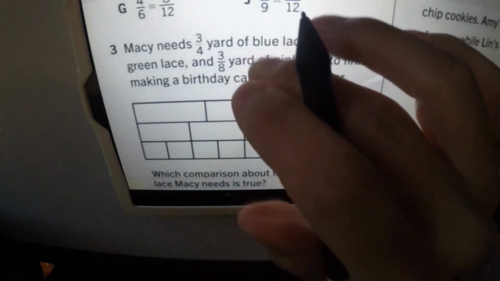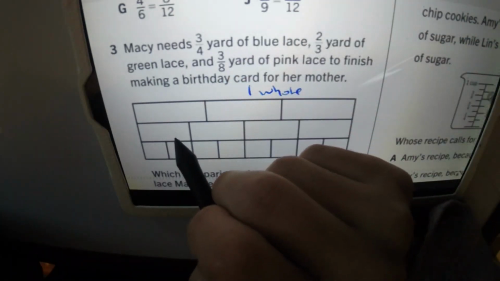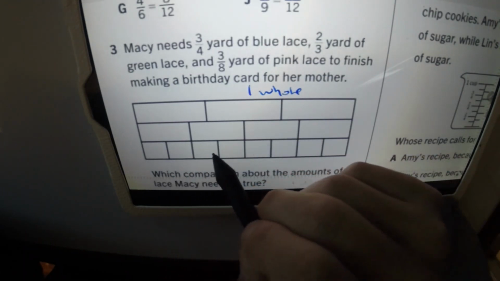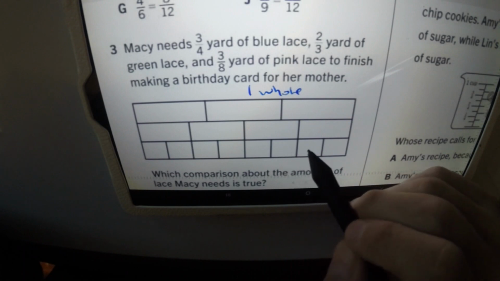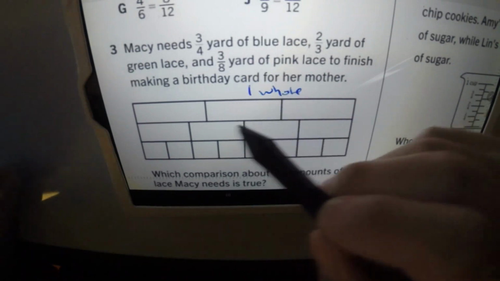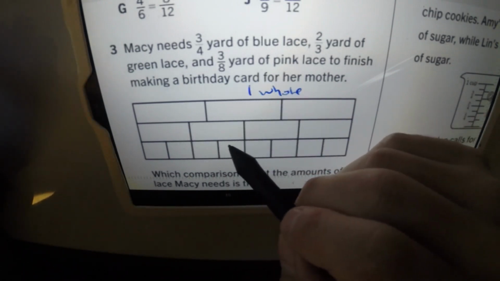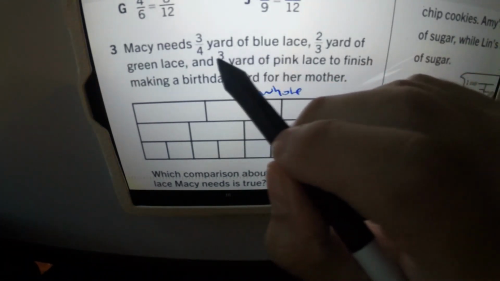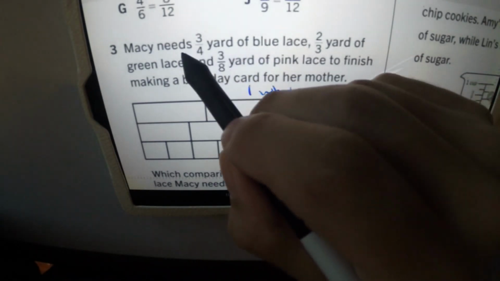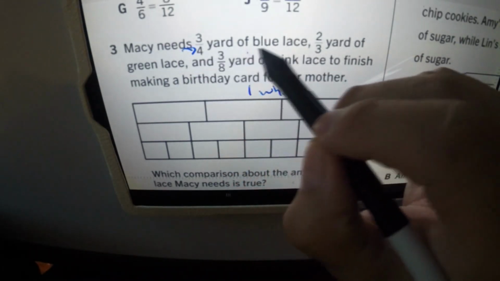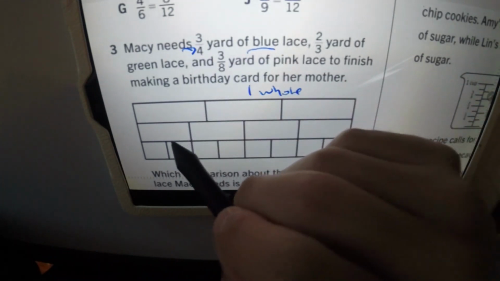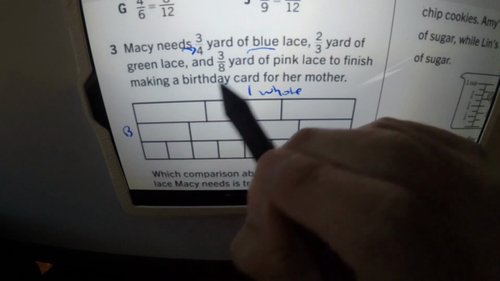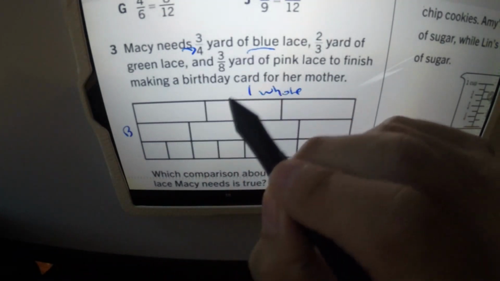Now let's look at the bottom one. 1, 2, 3, 4, 1, 2, 3, 4, 5, 6, 7, 8. So this graph shows us what we're looking at over here. Blue lace has 4 total pieces. See that? Blue lace has 4 total pieces. And we can see this 1, 2, 3, 4. So this is blue. That's what it says up there. 4 pieces, blue lace, right?